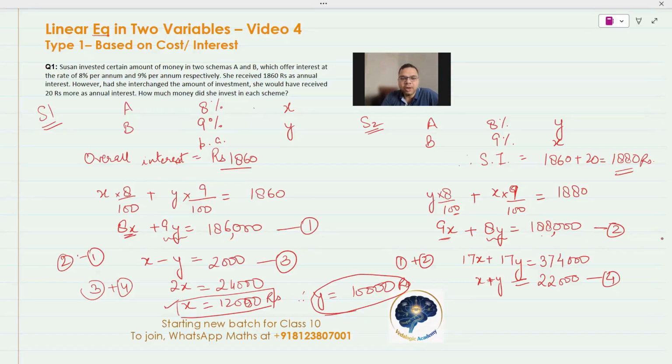So this is how we can find out the values of x and y using the different equations or different scenarios that are given in the question. Based upon the scenarios, I have created different equations, which are 1 and 2, like this one and this one, and then I have tried to solve them together, and I've got the values of x and y. So I hope this is clear. I'll go to the next question.